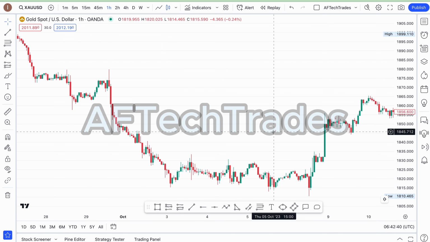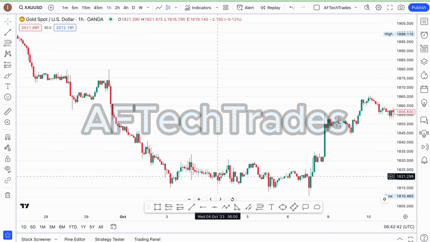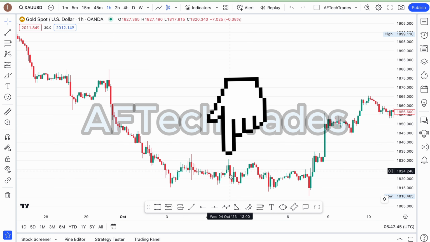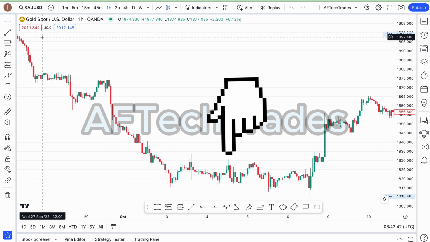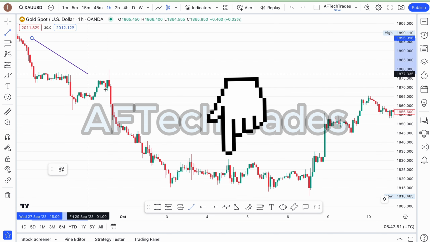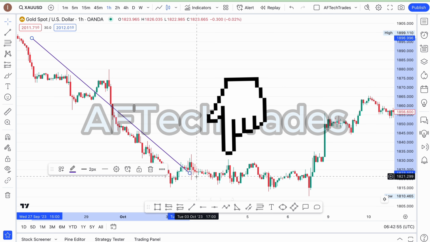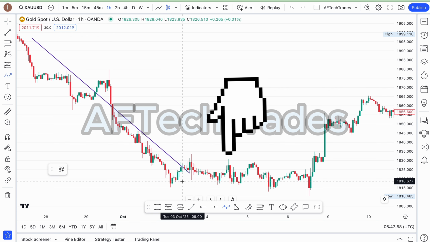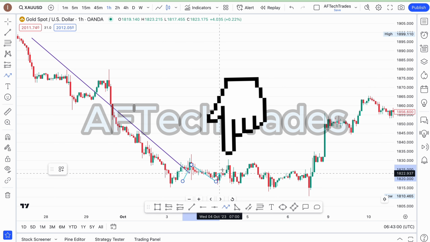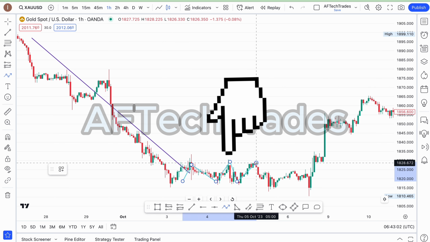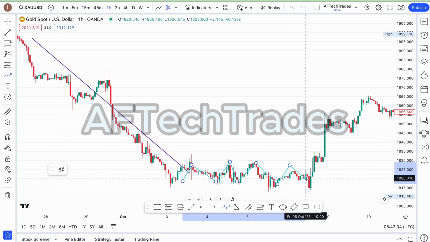So you see, this right here is an example of a consolidating market. You can see it's just sideways. The market was in a downtrend before. You can see it here, it sloped down, right? Then all of a sudden, you started seeing a consolidation. Here is just a consolidating market.